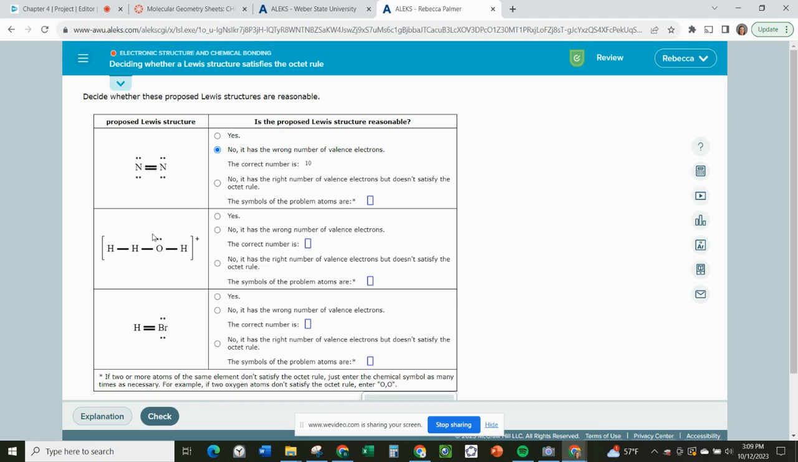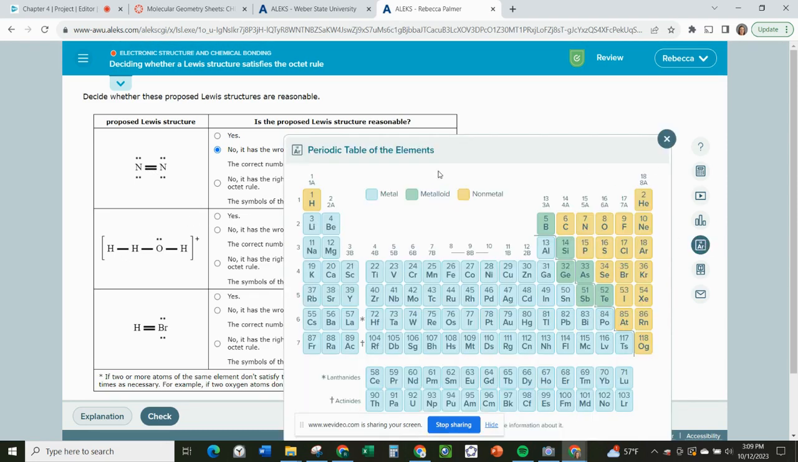All right, let's try this one. Let's count up the valence electrons that it needs. So if we go back to our periodic table, hydrogen's over here, it has 1 valence electron. And oxygen has 6. There's 3 hydrogens, so 3 times 1 is 3. And then oxygen brings 6. 3 plus 6 is 9 valence electrons. And then this plus charge takes away an electron. So 9 minus 1 is 8.